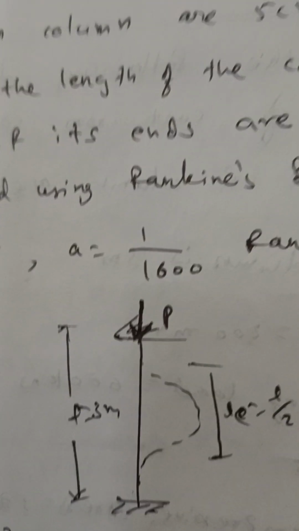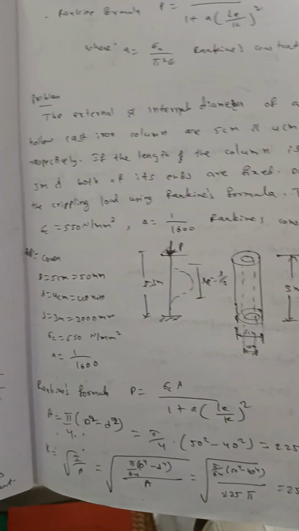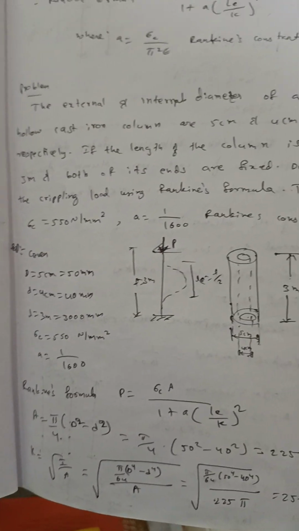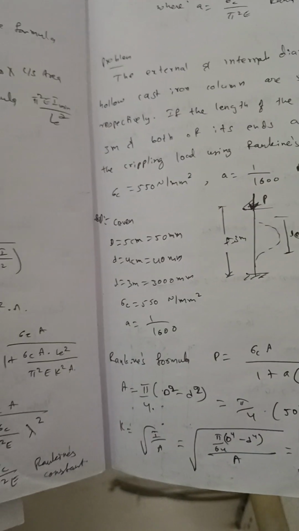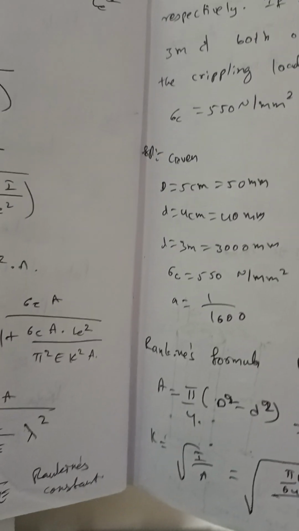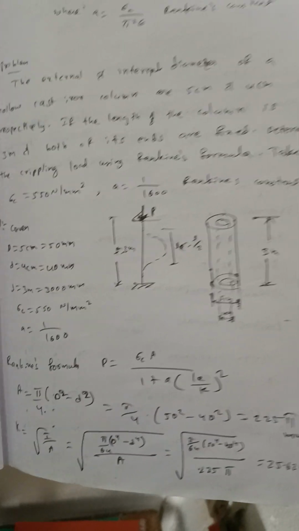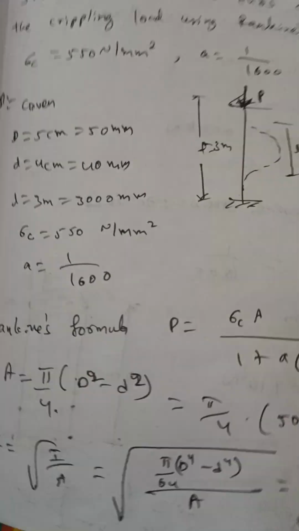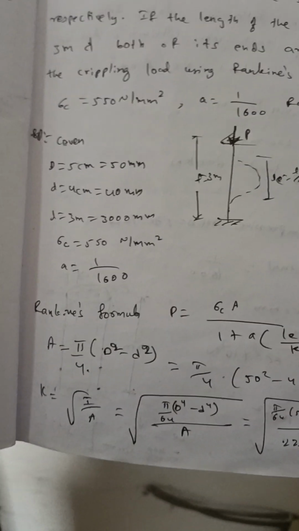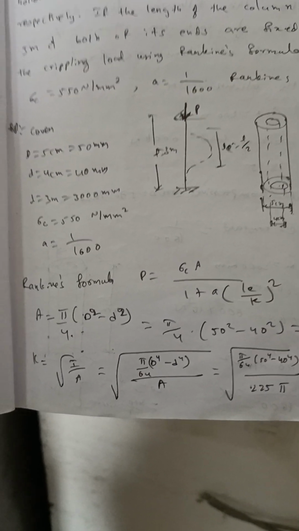We need to find this P value using Rankine's formula. Take sigma C equal to 550 Newton per mm squared and Rankine's constant a equal to 1 by 1600. All this given data, external diameter, internal diameter, length, and sigma C are given, and then Rankine's constant. So apply Rankine's formula directly: P equals sigma C A divided by 1 plus a into (LE by K) whole squared.